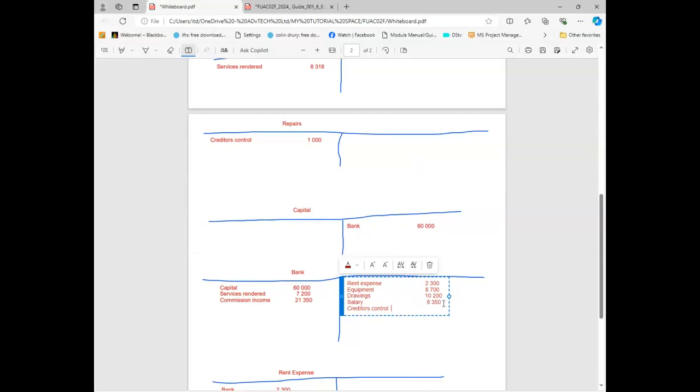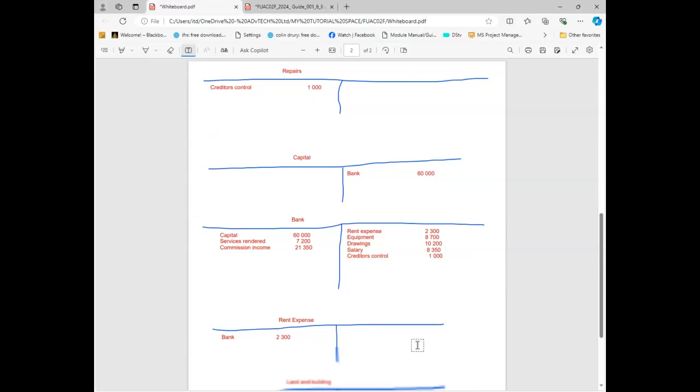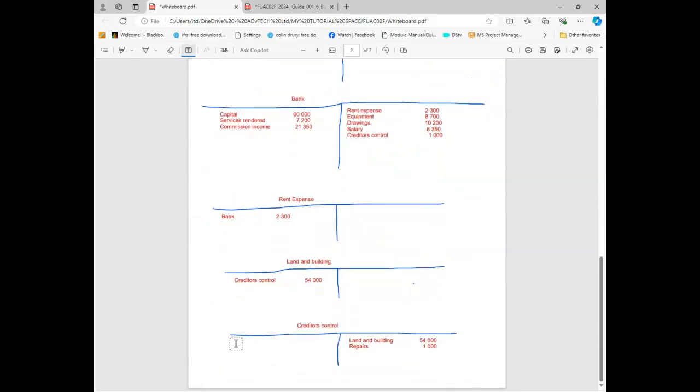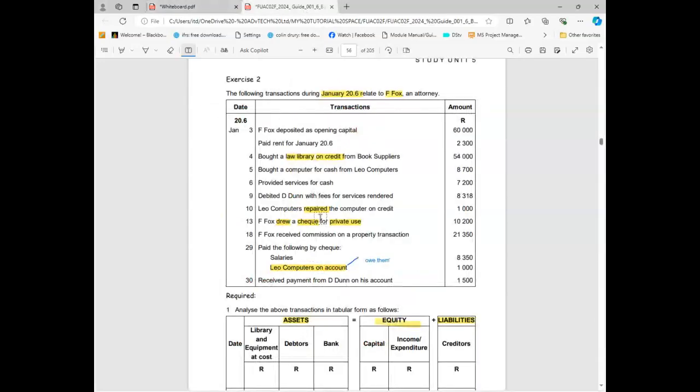How much did you pay them? 1,000 rands. Yes. And obviously go to the creditors on the opposite side, and we say bank. Yes, sir. 1,000. Perfect. I think it's not bad so far. Yes, it's making sense. So far so good. I'm happy.